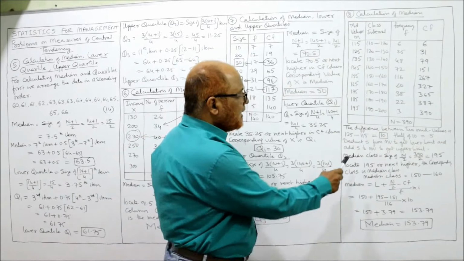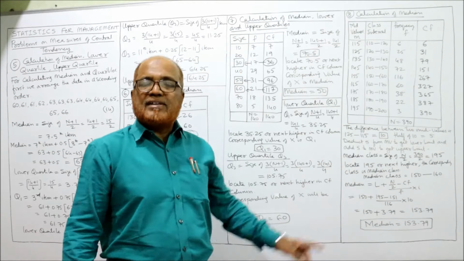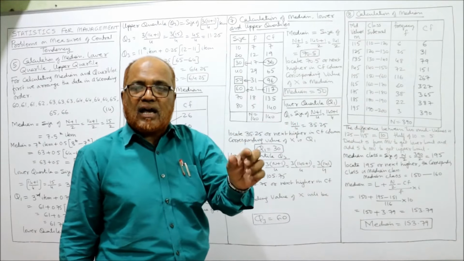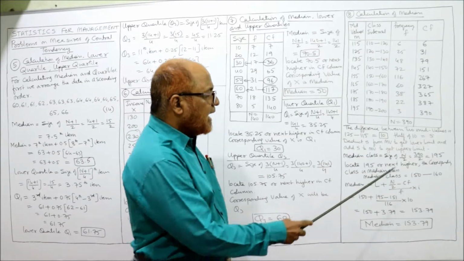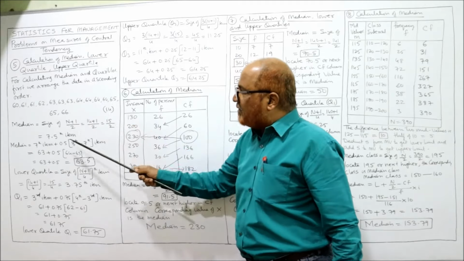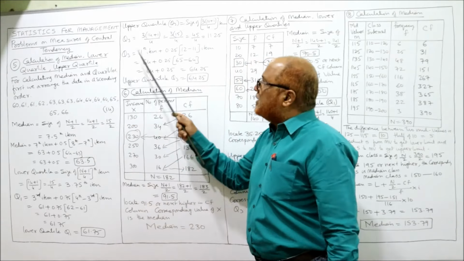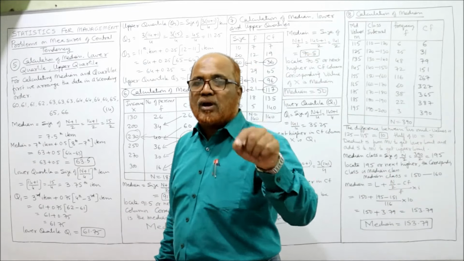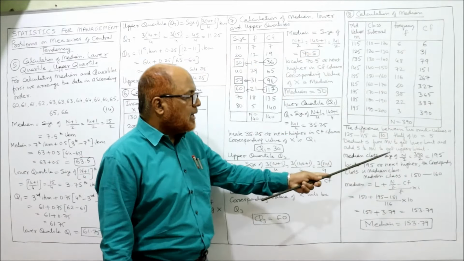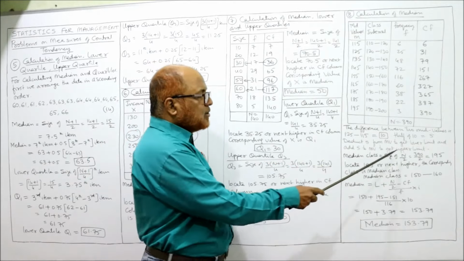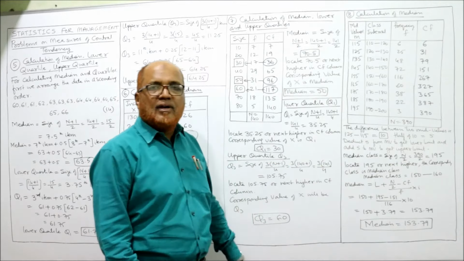Now, median class. First time we are doing the problem on continuous series. The median class is equal to size of n by 2. Remember, for individual series, we have n plus 1 by 2. For discrete series, we have n plus 1 by 2. But for continuous series, take only n by 2. Don't take n plus 1 by 2. So n by 2, 390 by 2, 195.